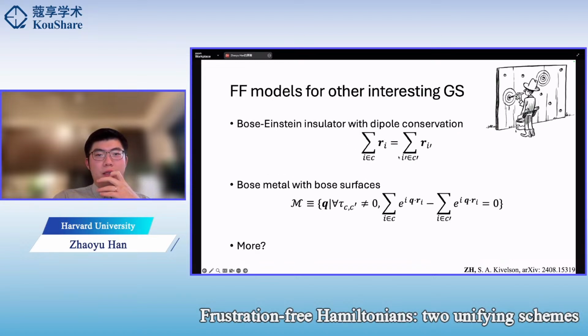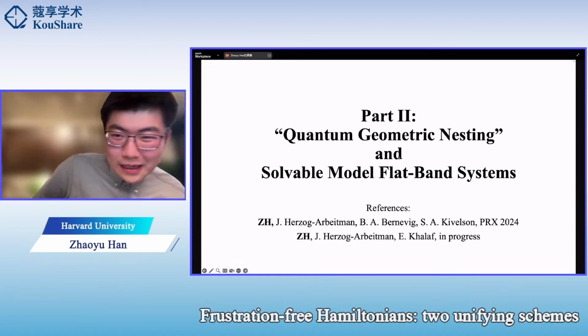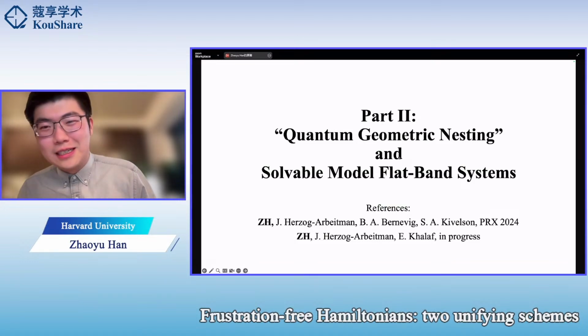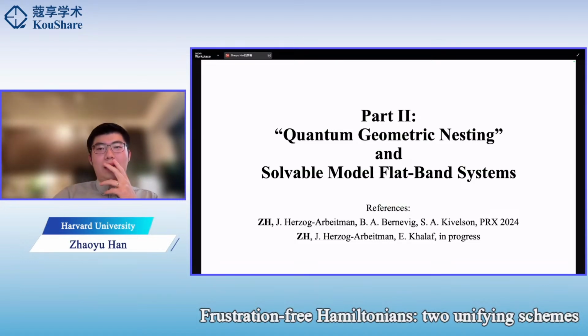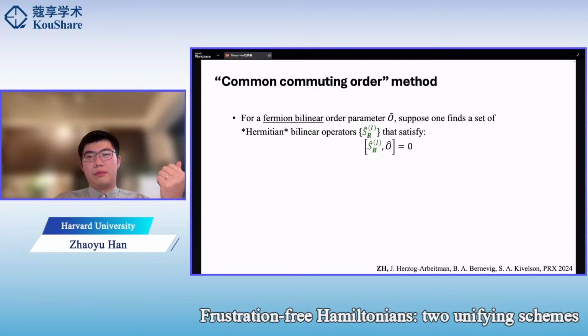If there's no more questions, let's march to part 2. It's a completely different topic. The second method I want to introduce is called the commuting order method. What lies at the center of this method is a fermion bilinear order parameter, O, targeting which we want to construct solvable interacting fermionic Hamiltonians.